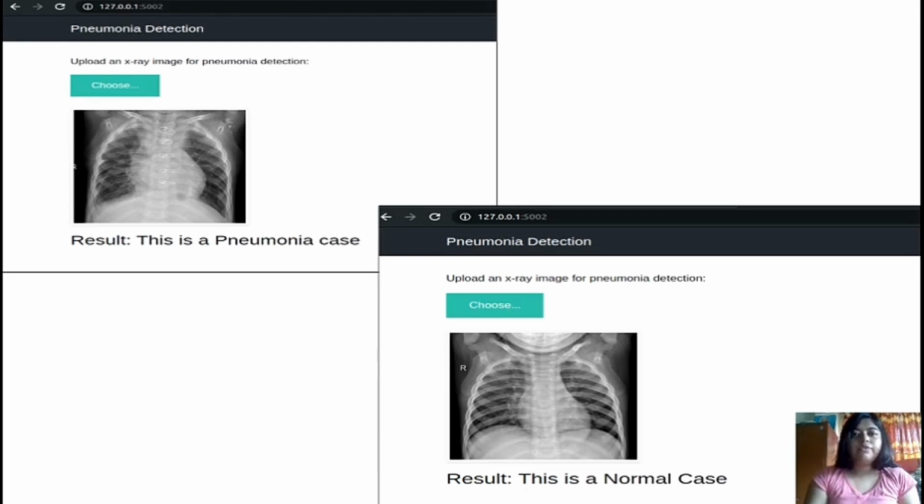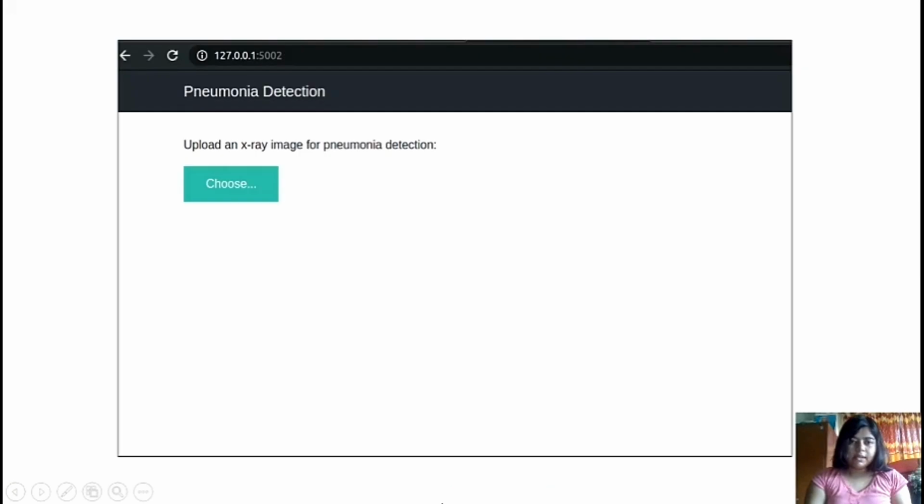So the main aim of doing this project is to make life easier for the doctors and the patients as well. So it's a very easy to use website and any layman can use this website irrespective of not having any medical background. So this is the reason for choosing this project.